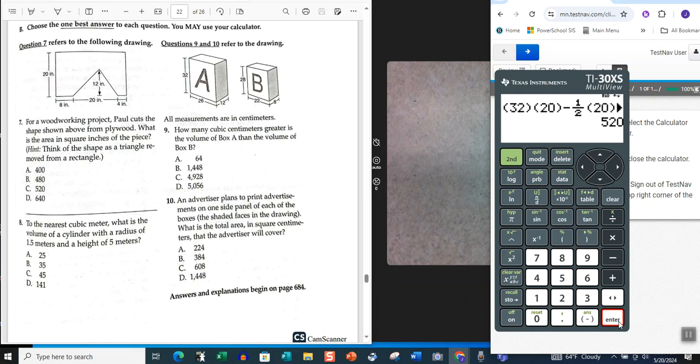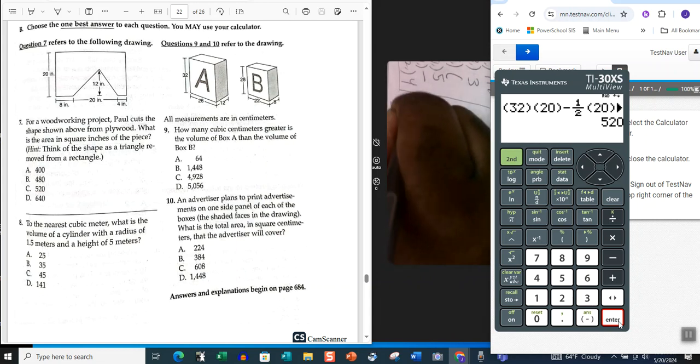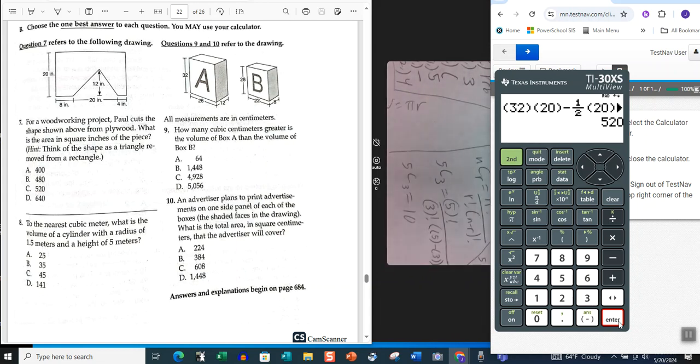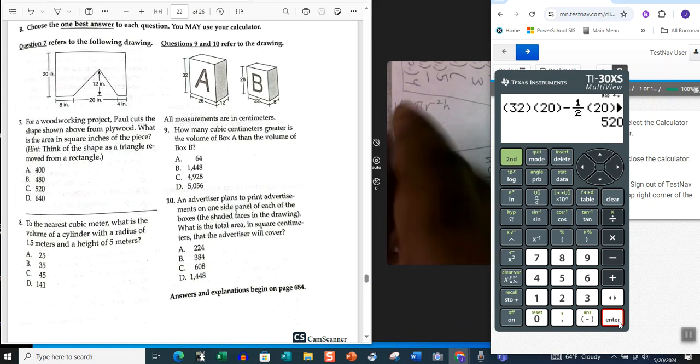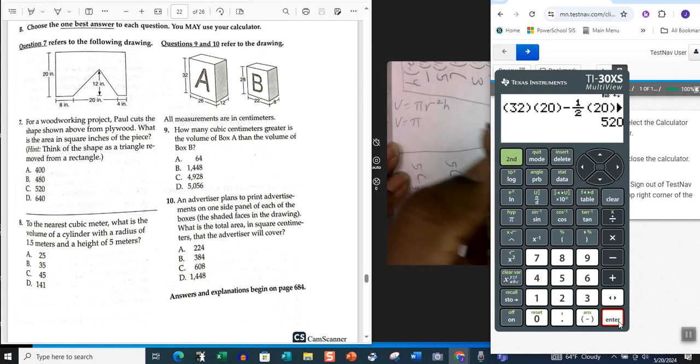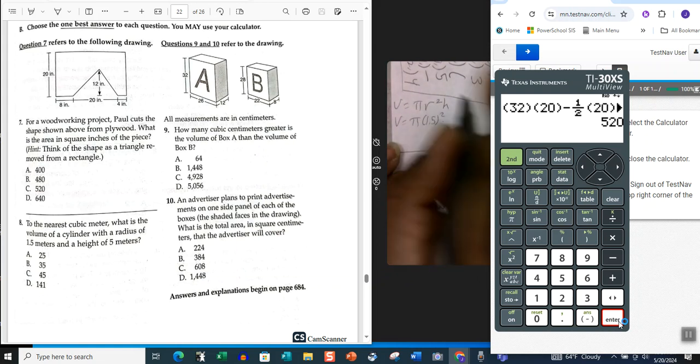Okay, so the volume of a cylinder goes like this. It is pi radius squared, and then times the height. So pi radius squared height, that is the volume of a cylinder. So we have pi, we're given the radius of 1.5, and that's squared, and then the height is 5.